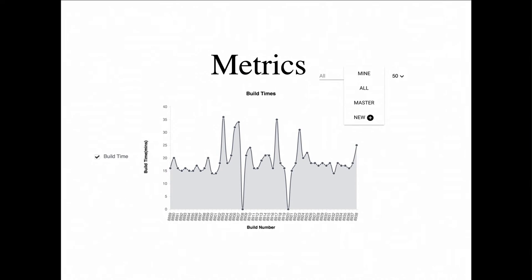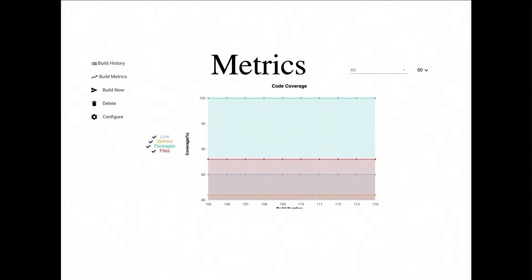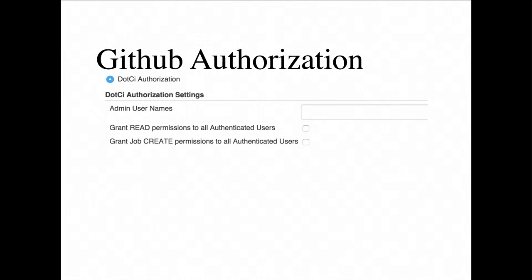So, metrics. This is a slide from DotCi. It lets you visualize your build times for these various branches. You can define your own custom metrics. This is an example of how your code coverage was throughout your builds. And you can filter it by lines, packages, and files.